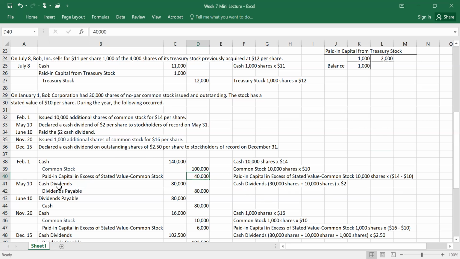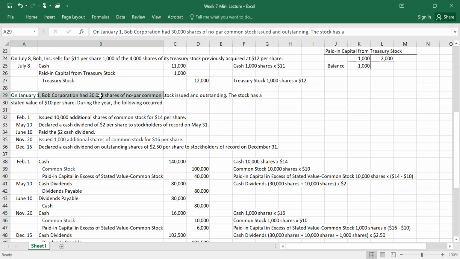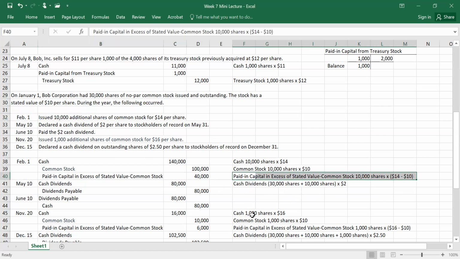So for this, we've actually declared this cash dividend. So to determine the number of shares, it's 30,000, which we initially had in the first question, plus we issued another 10,000 on February 1st. So if we add that 30,000 plus 10,000 together, that's 40,000 shares times 2 per share is 80,000. So we're going to debit cash dividends, credit dividends payable for that 80,000. So we've created a liability at this time. So at the declaration date, we actually have a liability.